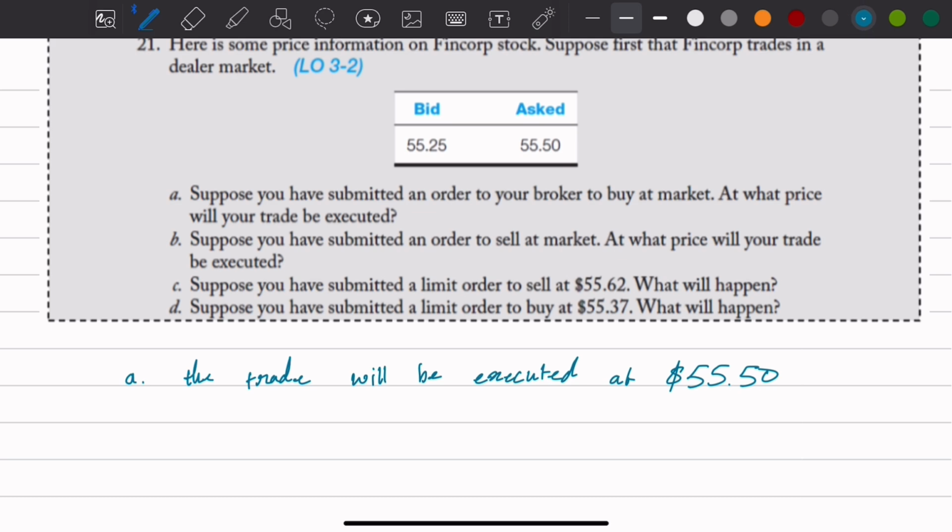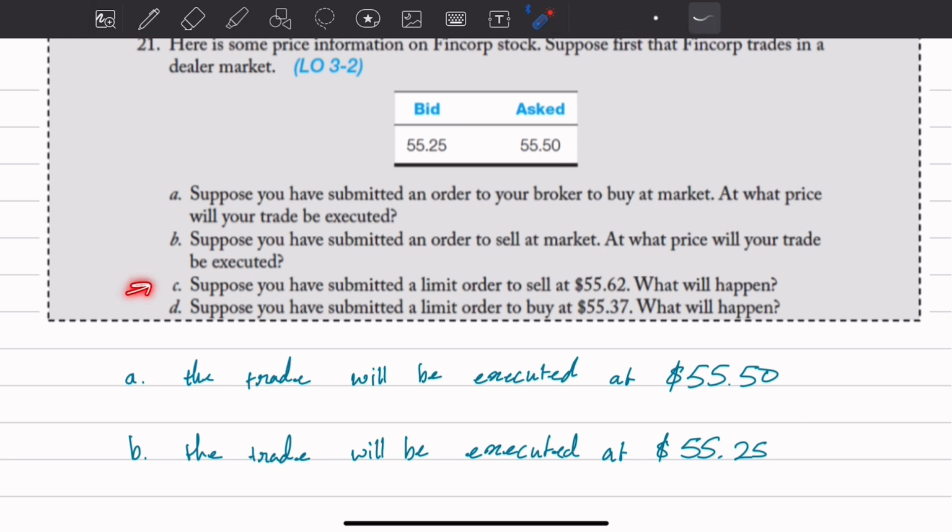So to answer B, the trade will be executed at the bid price, which is $55.25. Okay, so that's the answer to part B.